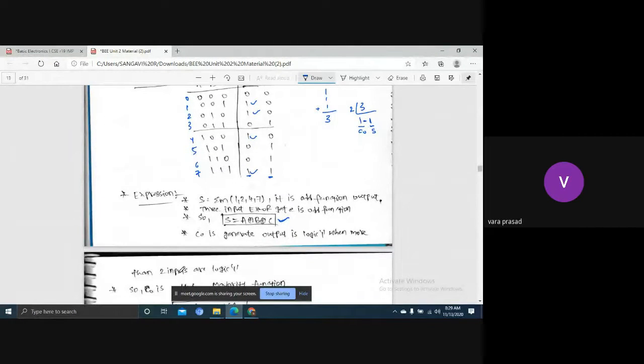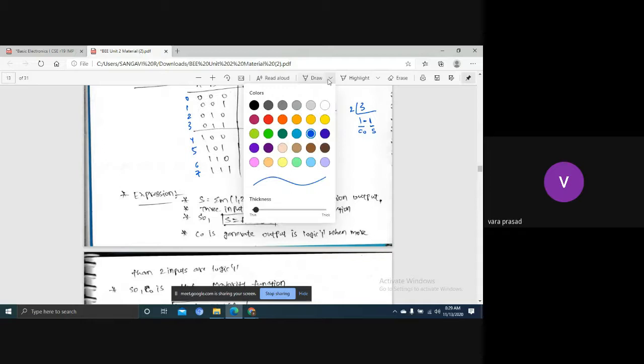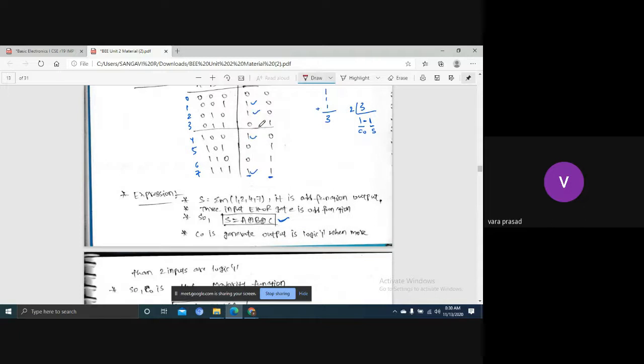The carry out generates output logic one when two or more inputs are logic one. Now you can check it. I will draw with the red color. See here. Here 0, 1, 1: two inputs are 1. Here in this one, two inputs are 1. Two inputs are 1. Carry out generates output logic 1 when two or more inputs are 1.